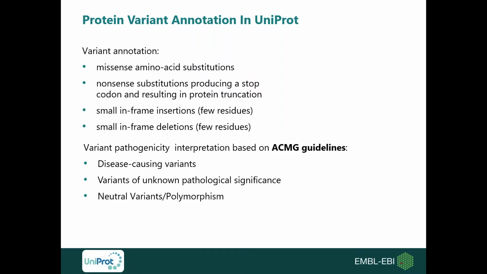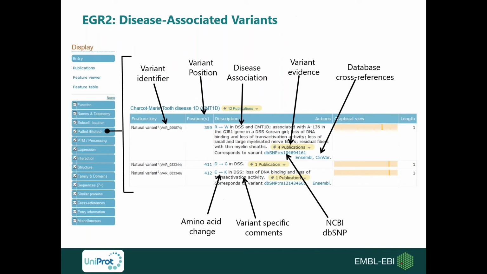The variant pathogenicity is then interpreted based on guidelines by the American College of Medical Genetics and Genomics, and distinguishes between three different categories: disease-causing variants, variants of unknown pathological significance, and neutral variants, so-called polymorphisms. The manually curated variants can also be found in the pathology and biotech section, and they are listed according to their disease association.